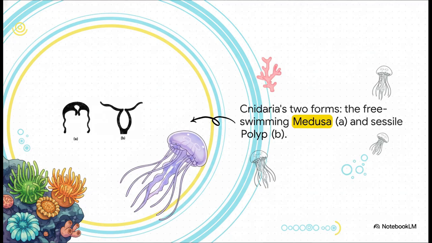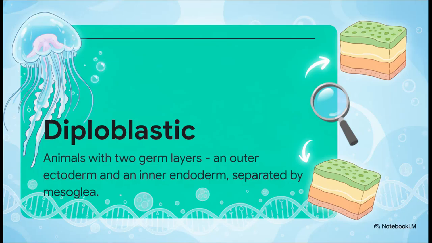And they basically have two models, the polyp, which is stuck in one place like a sea anemone, and the medusa, the free-swimming version we all know as a jellyfish. Now, on the inside, cnidarians are what we call diploblastic. This is a really important idea. It just means their body is built from only two original layers, an outer layer called the ectoderm and an inner one called the endoderm. That jiggly, jelly-like stuff in the middle? That's just a non-living filler called mesoglea.